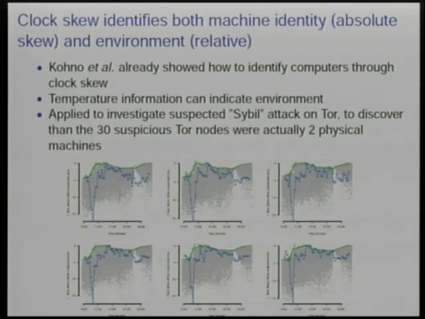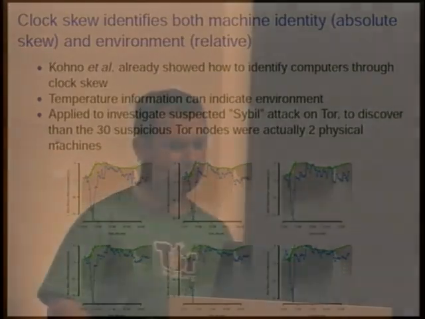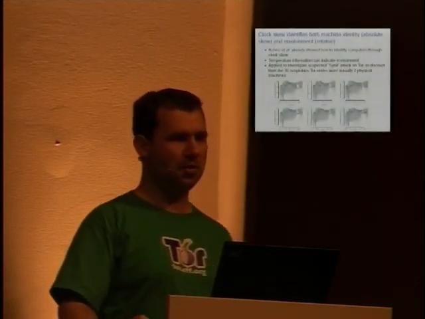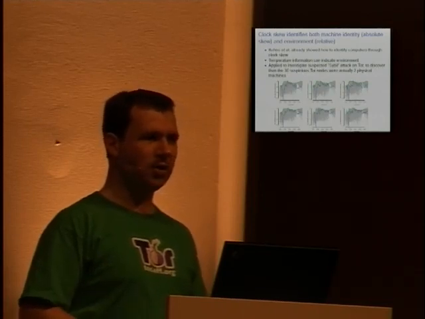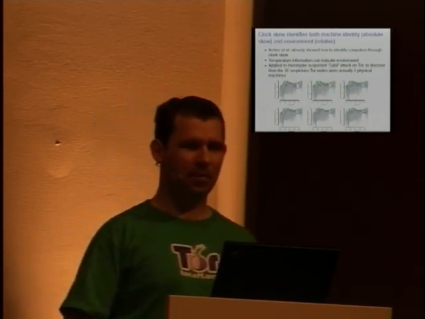I mentioned that there was a paper that showed that clock skew can act as a fingerprint of the physical host. Also, if we can measure the temperature, then we can guess about the environment. So after I wrote the original version of my paper, there was a small panic on the Tor mailing list, because roughly 30 Tor nodes appeared over a very small number of days. And this looks suspiciously like a Sybil attack. They were all on the same /16, all in the same ISP. The contact information was bogus. The reverse DNS lookups were all registered on the same day and didn't indicate anything about who they were being run by.